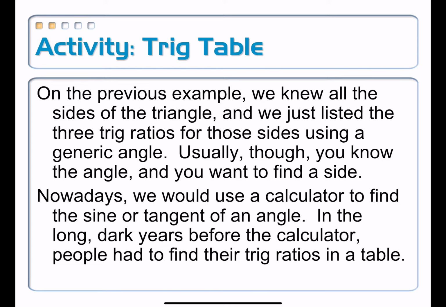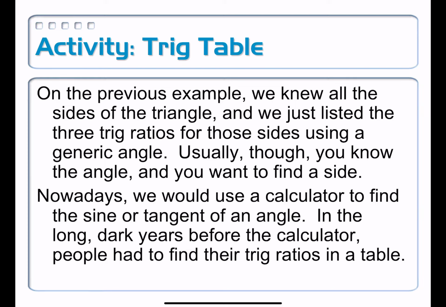Well, in the previous example, we knew all the sides of the triangle. We can just list the three trig ratios for those sides using whatever angle we had. But usually we have a specific angle measurement. We have 35 degrees, and we're missing one of our sides. That's how we usually use it. So, of course, we would use a calculator in order to call up what the sine, the cosine, tangent is.